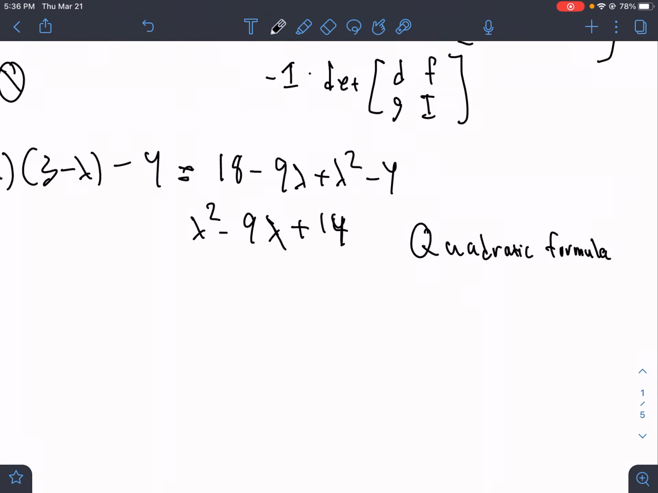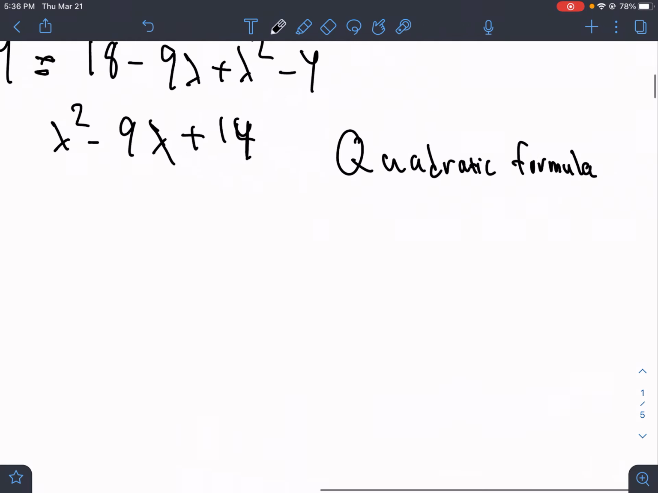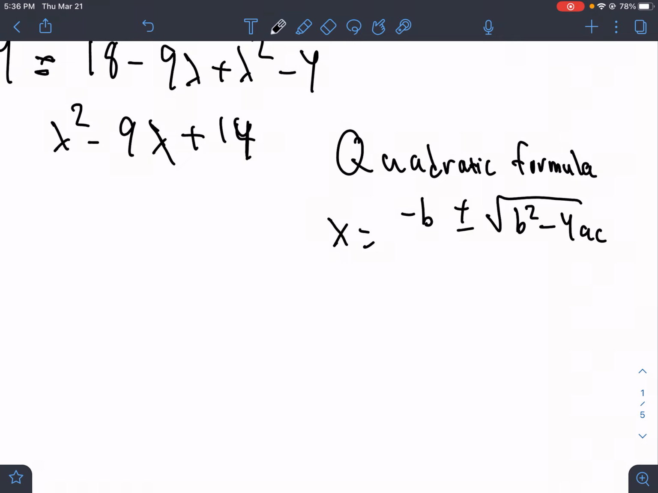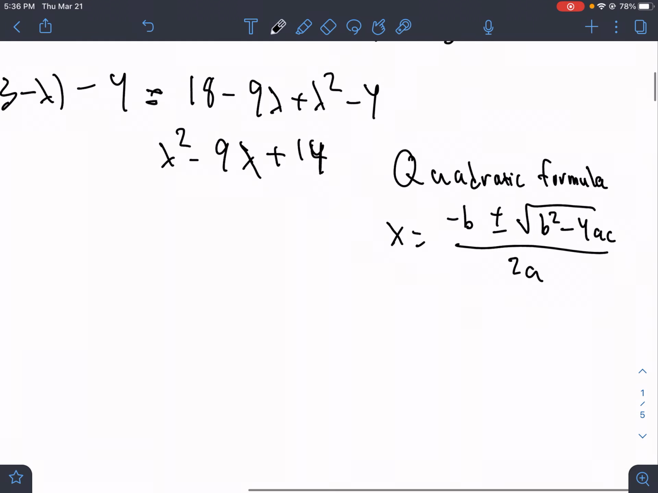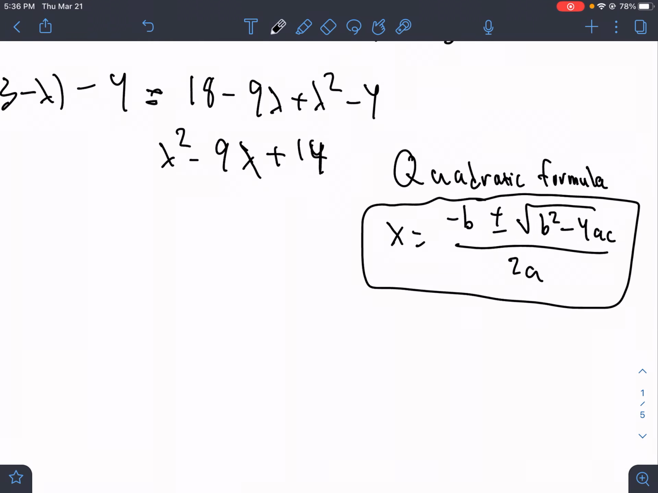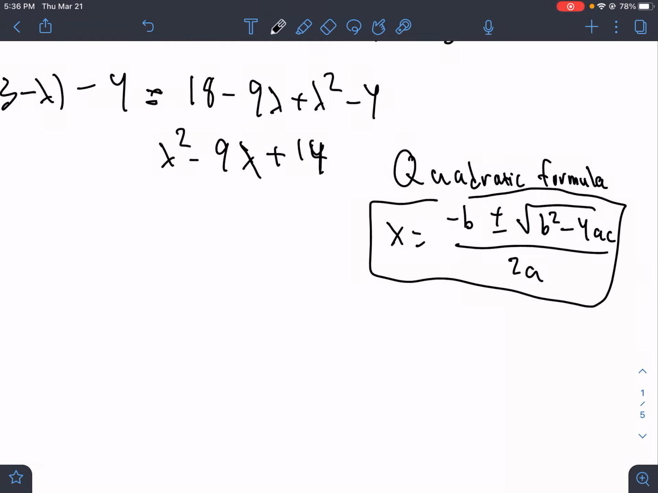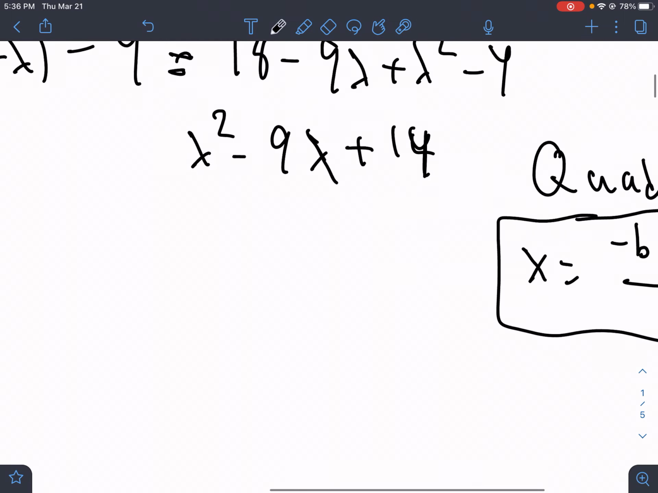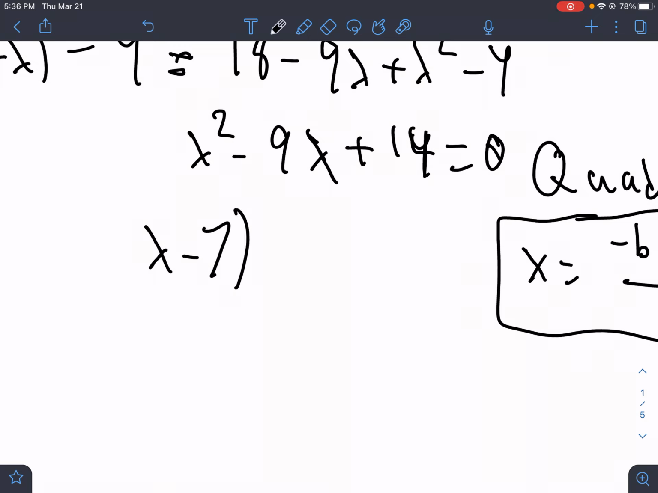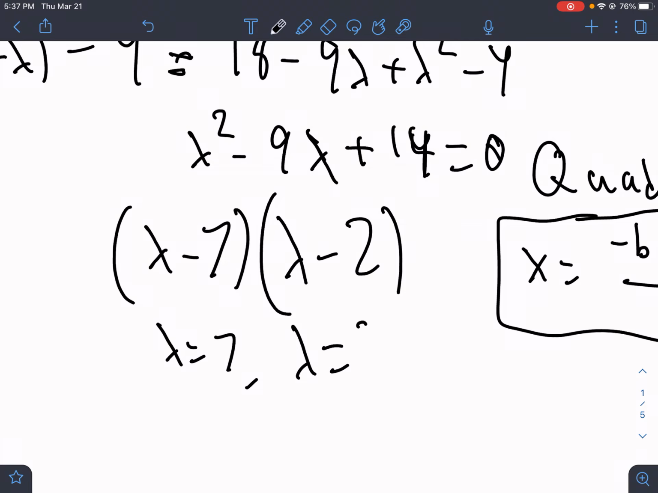Which I am going to look up right now just to make sure that I do not get it wrong. Yep, so it is x equals negative b plus or minus the square root of b squared minus 4ac, all over 2a. Okay. Despite the fact that I didn't remember it fully, it's pretty easy to memorize as well, and in case you need it, it might be helpful to know it. But again, you just need to factor this because this equals 0. So this is actually just lambda minus 7, lambda minus 2. So we get lambda equals 7, lambda equals 2.